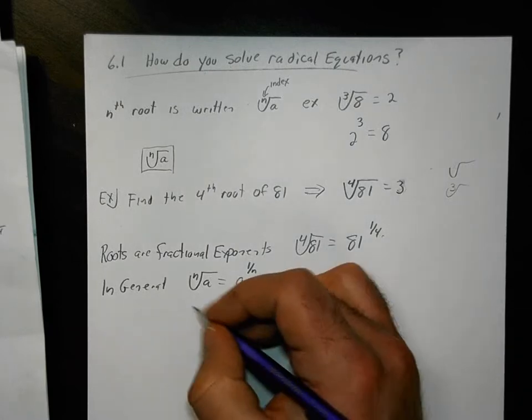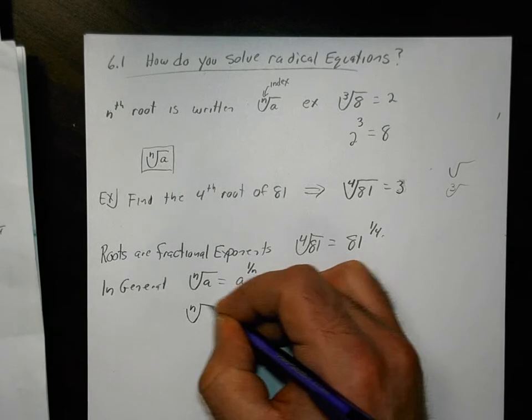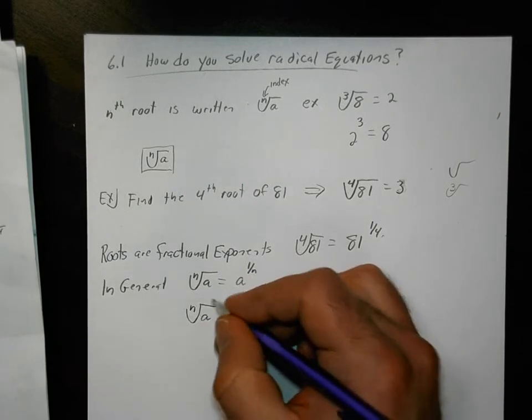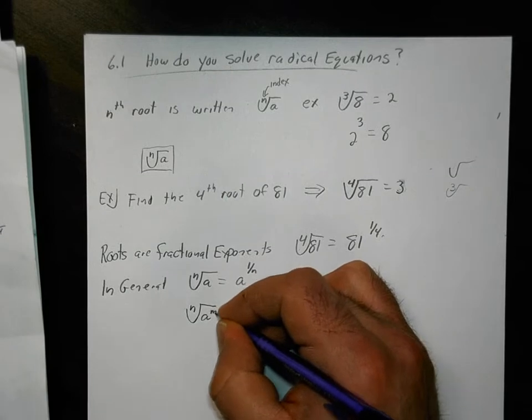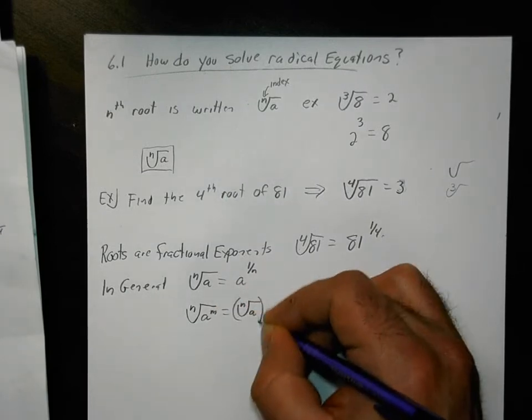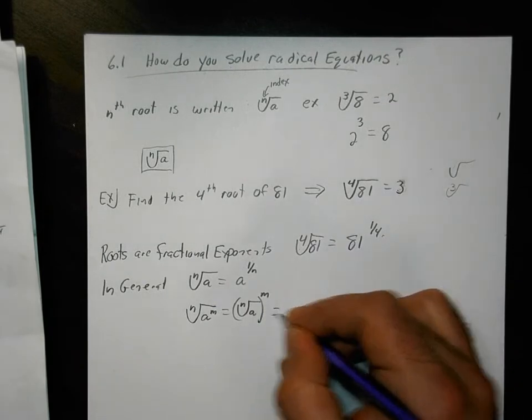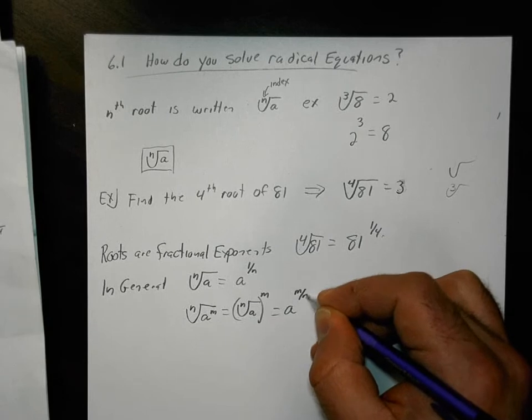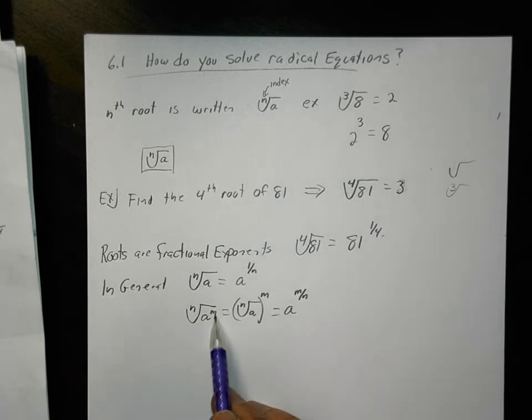Okay, and further, if I have the nth root of a to a power of m, or I could write it like this, it means the same thing. It is the same as a to the m over n. So this is my numerator, this is my denominator.